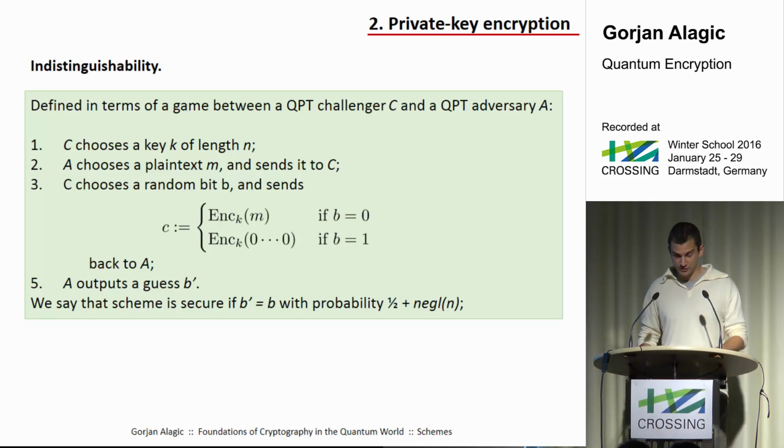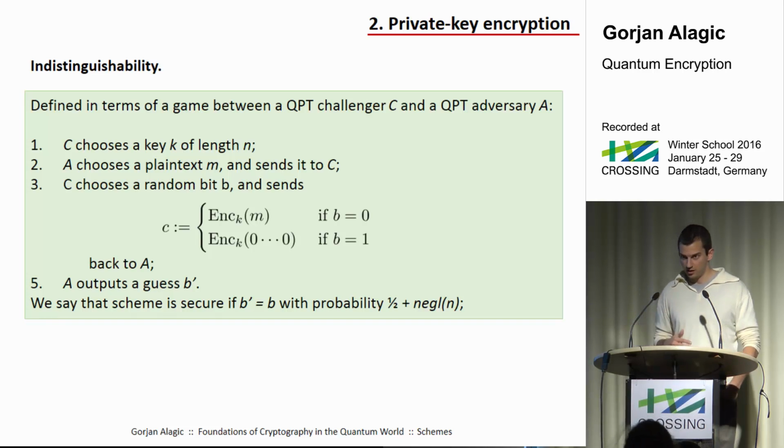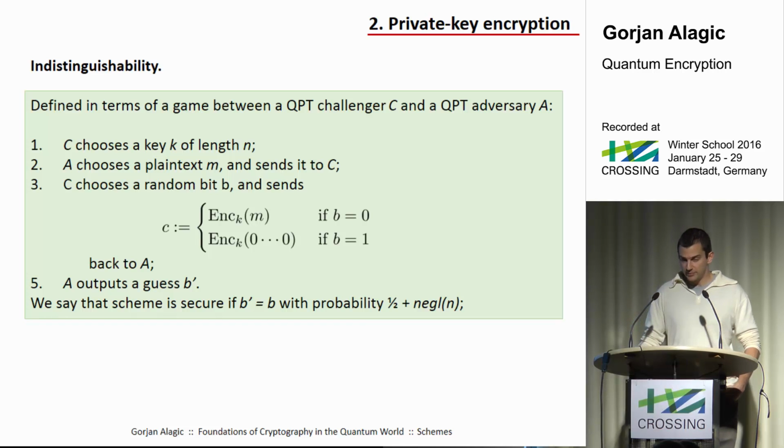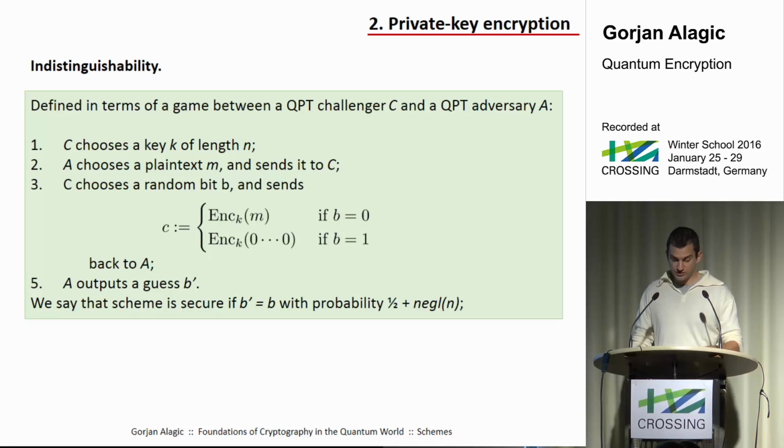Okay, so let's talk about what indistinguishability means formally. How do we model this? The typical way to do it is in terms of a game, and the game happens between a quantum challenger and a quantum adversary. Here I'm just going to talk about the most general setting, and you can plug in different variants as you like. The first step is for the challenger to choose a key. We should think about the challenger as the party that's trying to keep their communications private, and the adversary is trying to break this key. So first the challenger chooses a key, then the adversary chooses some plaintext and sends it to the challenger.